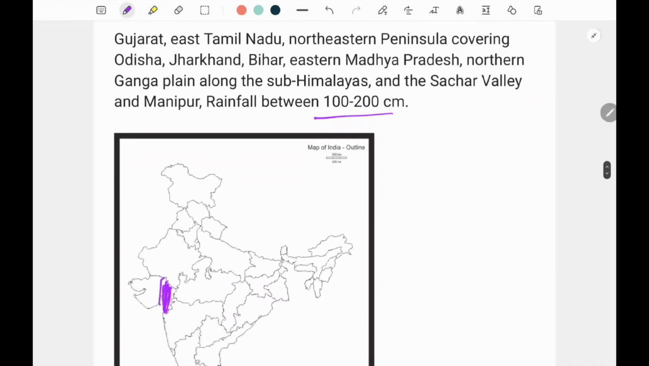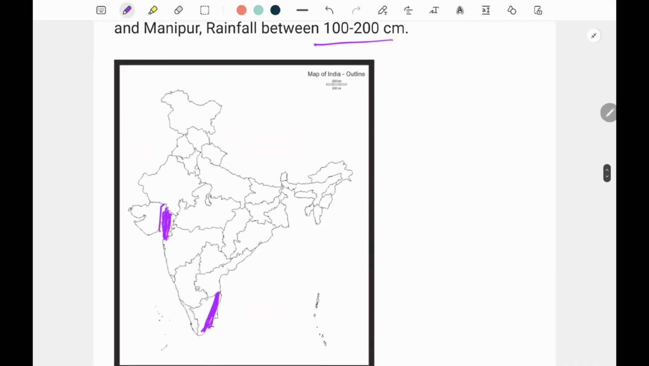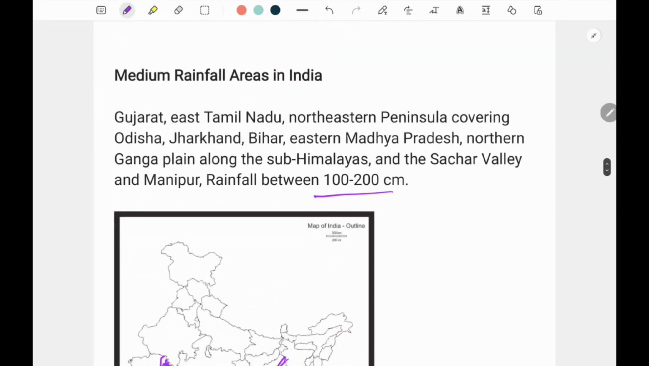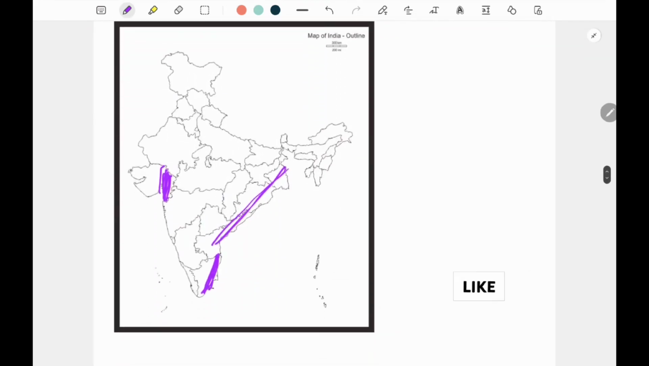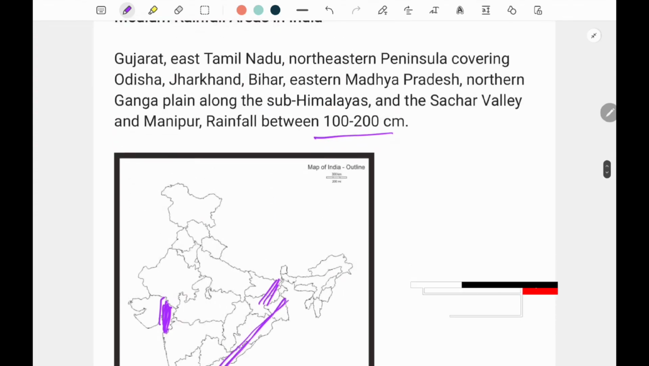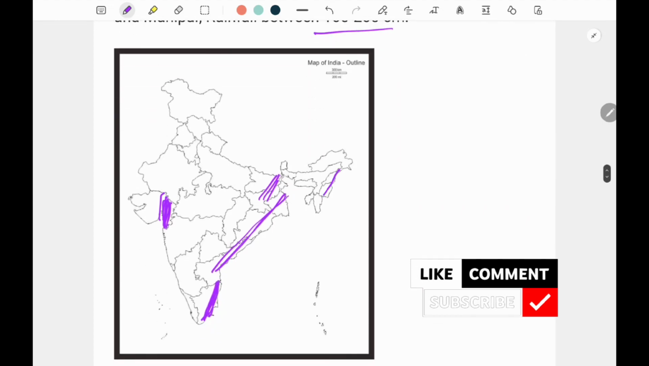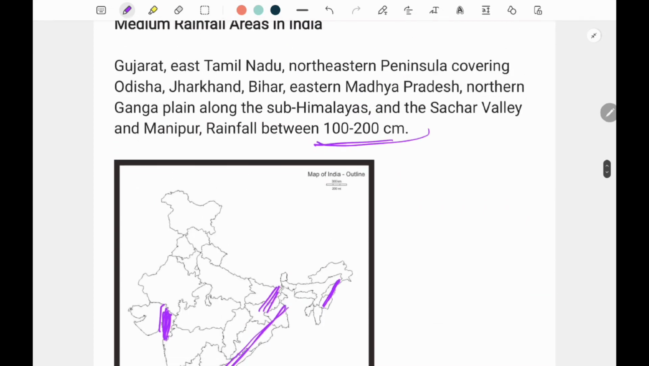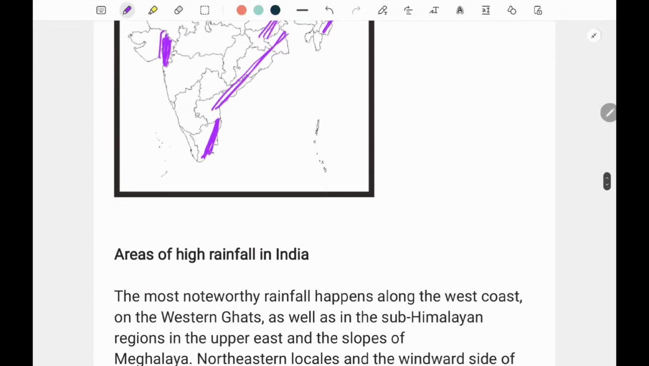Then we have the northeastern peninsula. So this is the northeastern peninsula. Then Odisha, Jharkhand, Bihar, all these will be covered here. Then we have the sub-Himalayas and Cachar Valley and Manipur. So Manipur, okay. So all these states cover 100 to 200 centimeter.